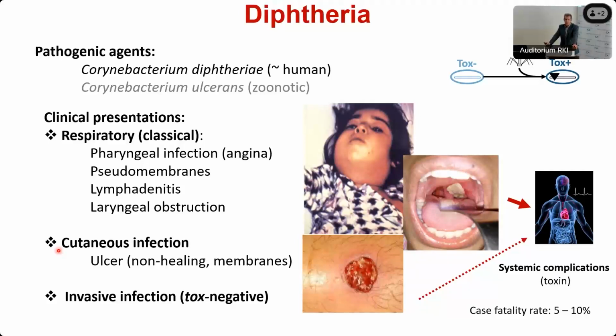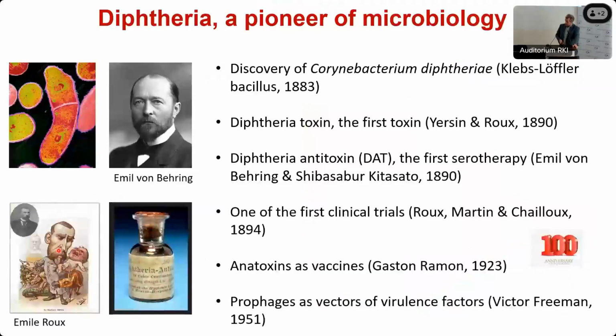So the diphtheria toxin was the first bacterial toxin discovered, in fact, by Emil von Behring, and I will show that later. And when this toxin is introduced into the bacteria by the prophage, which integrates into the chromosome of the bacteria, then the strain becomes toxigenic. And this can lead to complications during infection, in particular heart complications or renal complications and paralysis. So indeed, diphtheria was a kind of pioneer bacteria in microbiology.